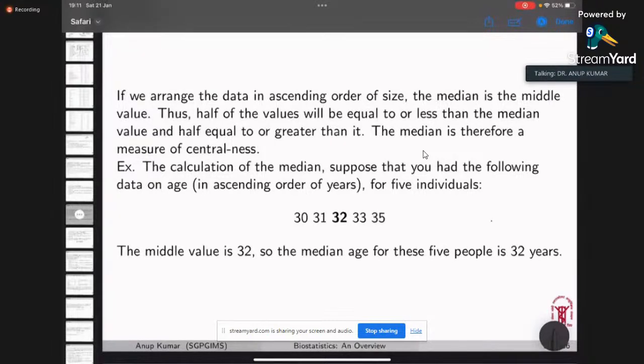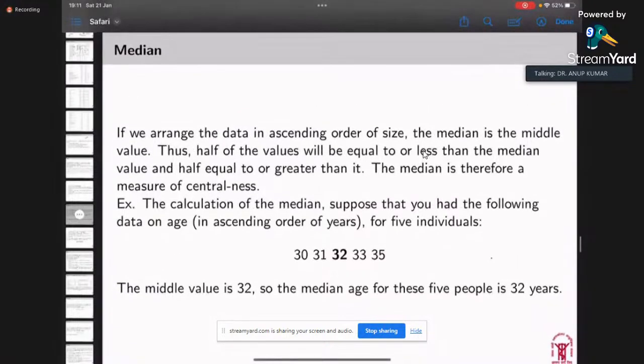Now another important descriptive statistic is the median. So what is median? Median is something where you arrange the data in ascending or descending order, pick the middle value, and say 50% of observations are more than this value and 50% of observations are less than this value. That value is termed the median. So median divides the data into two equal parts.